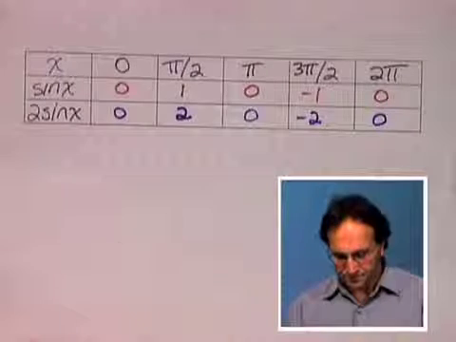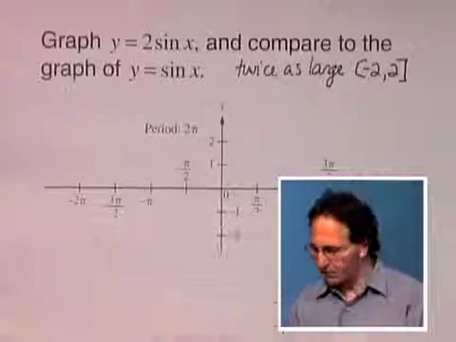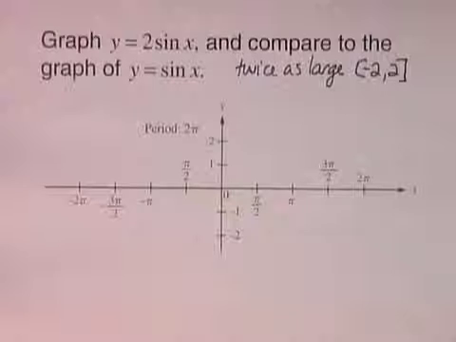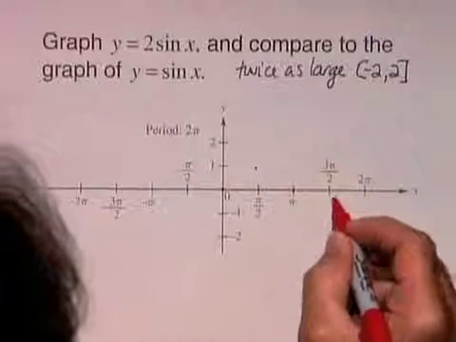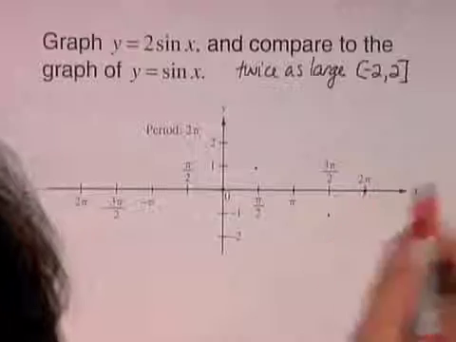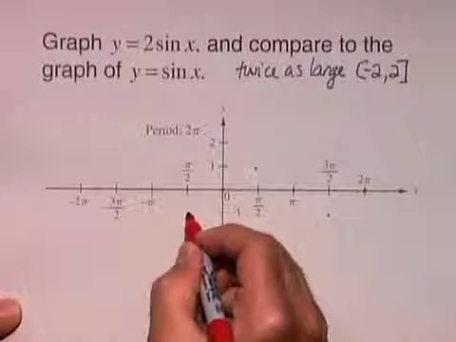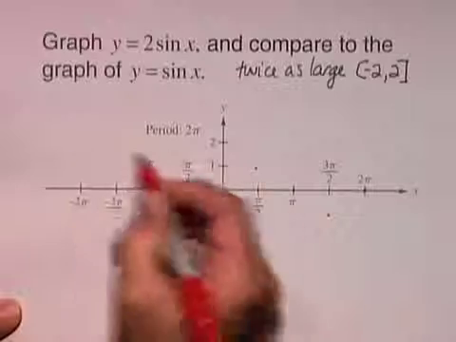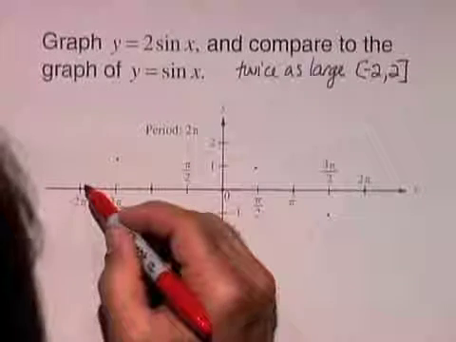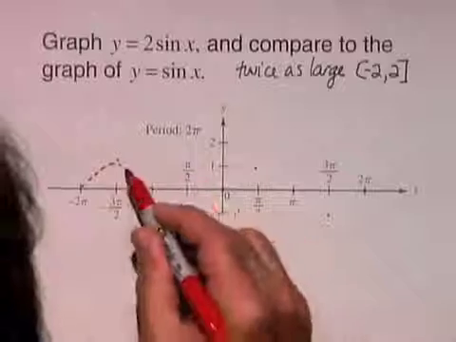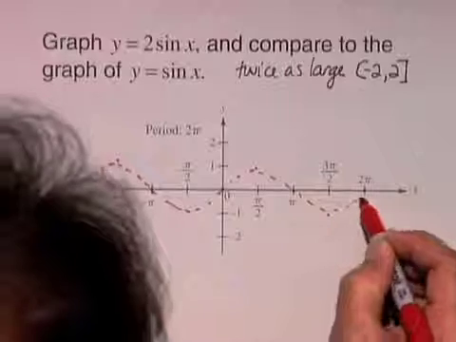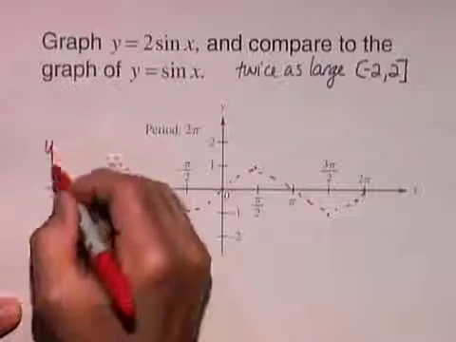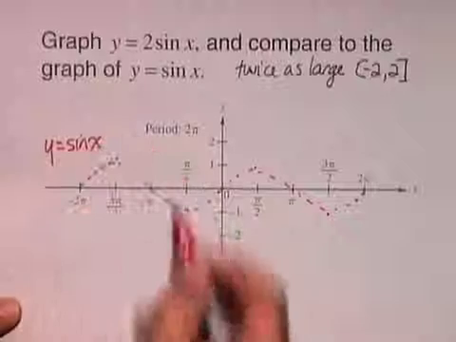Now what we can do is reintroduce the axes. And let's first sketch y equals sine x. Remembering that we said we were 0, 1, 0, -1, and 0. And coming back this way would be -1, 0, +1, 0. So let's do that as a dashed line. And that's y equals sine x.